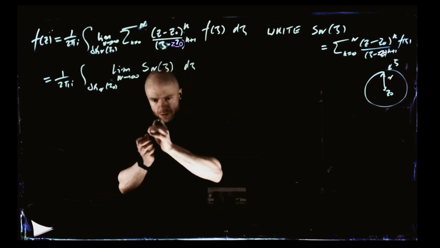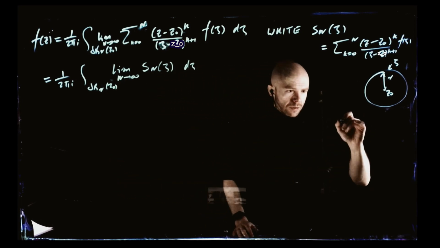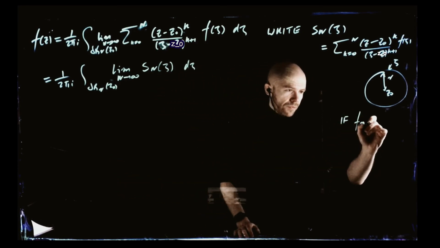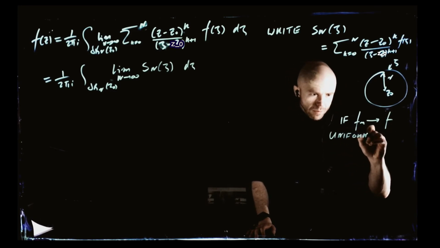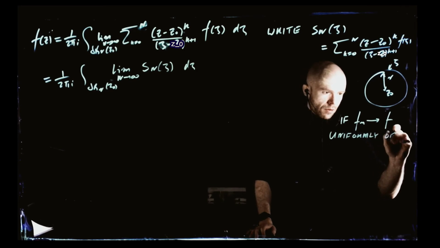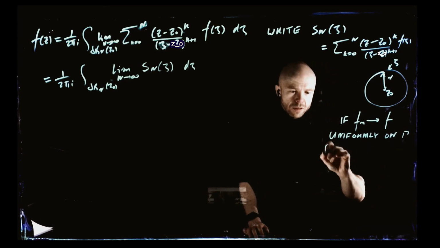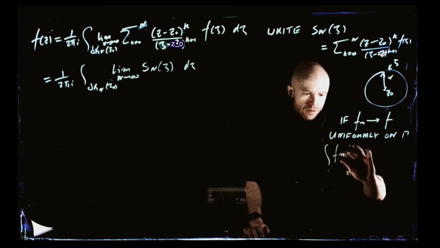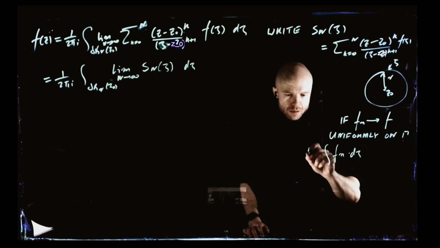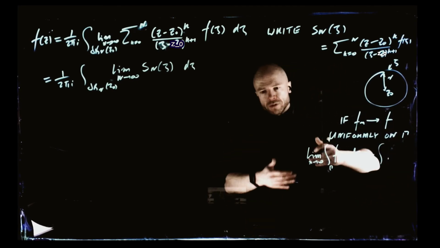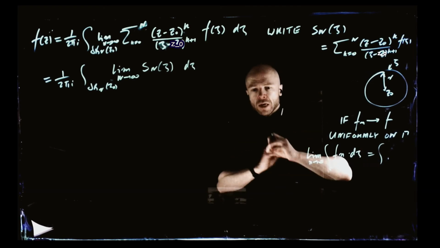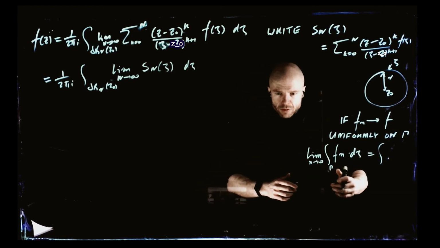So when we have a sequence of functions, let me put it over here. If Fn tends to f uniformly on gamma, then the limit of the integral of Fn dz as n goes to infinity over gamma is just the integral of f. This is this little calculation, and it just follows from taking the absolute value signs inside. So uniform convergence allows us to pass the limit through the integral.